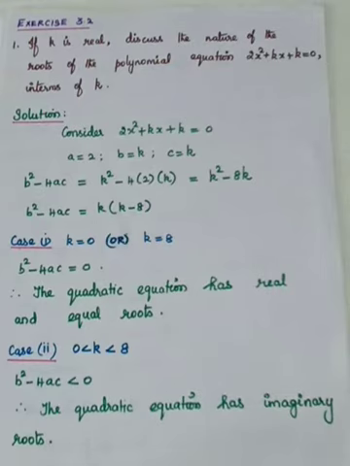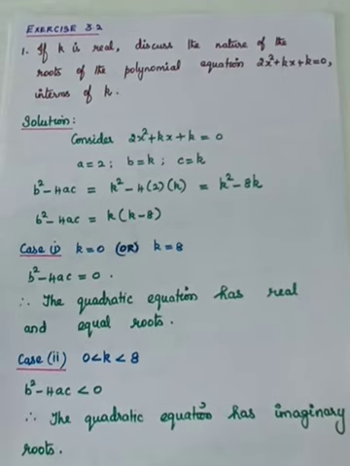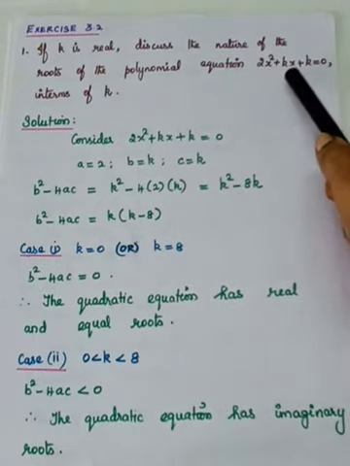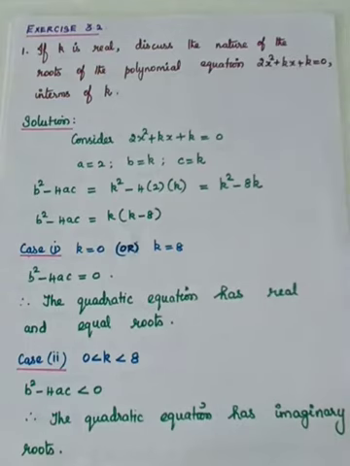So see the exercise 3.2, first problem. If k is real, discuss the nature of the roots of the polynomial equation 2x squared plus kx plus k equals 0 in terms of k. So see this equation 2x squared plus kx plus k. You will have an x squared term, an x term and the constant term. So it is a quadratic equation. It's a polynomial equation of degree 2, which is called a quadratic equation.